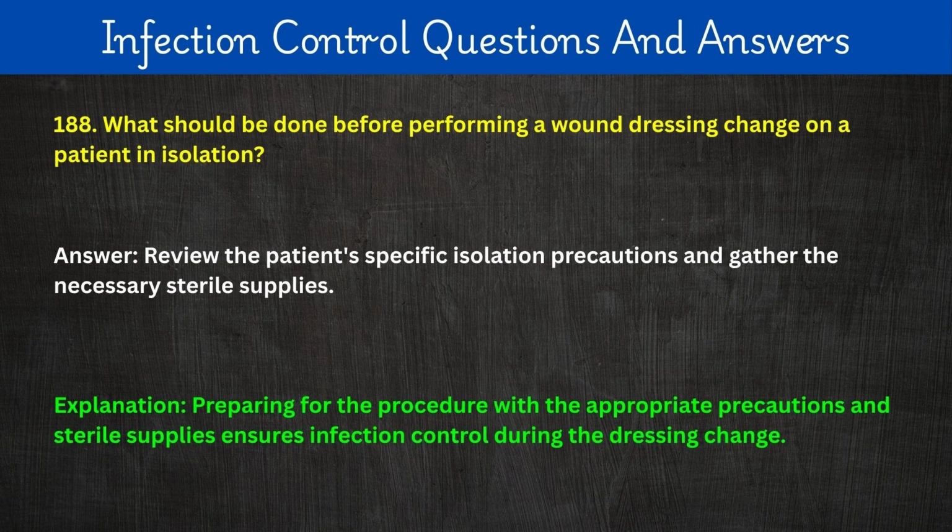188. What should be done before performing a wound dressing change on a patient in isolation? Answer: review the patient's specific isolation precautions and gather the necessary sterile supplies. Explanation: preparing for the procedure with the appropriate precautions and sterile supplies ensures infection control during the dressing change.